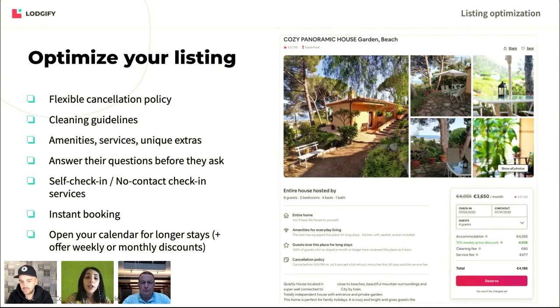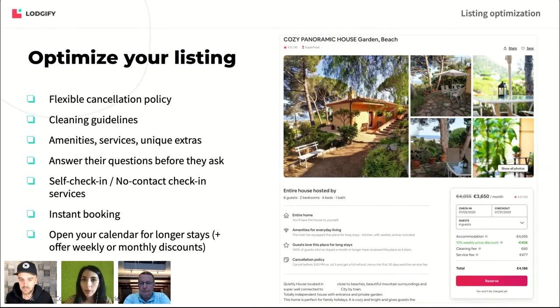Other things to consider: self check-in or no contact check-in services, lock boxes, Wi-Fi door locks. These are things to look into. And right now, Airbnb is really promoting longer stays, extended stays. So maybe even consider opening your calendar for longer stays and consider length of stay discounts or monthly discounts.